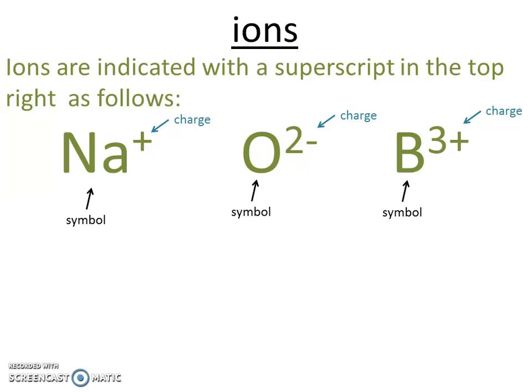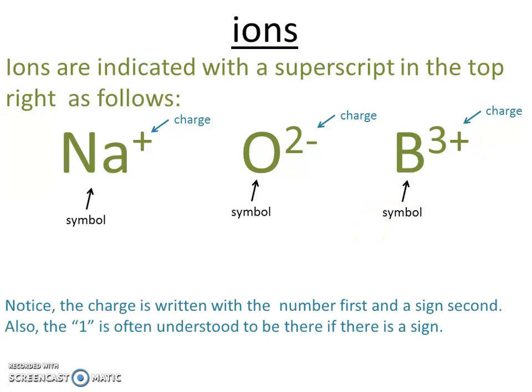This indicates sodium with a plus charge is sodium 1 positive. Oxygen with a 2 negative charge. And boron with a 3 positive charge. Notice that the charge is written with the number before the sign. And also, we tend to leave out the 1 if it is a 1 positive or a 1 negative ion.